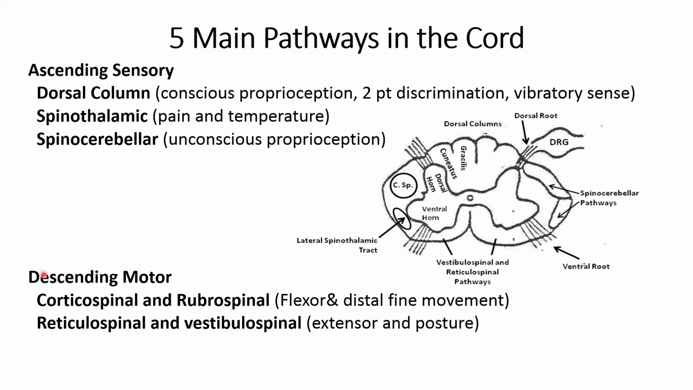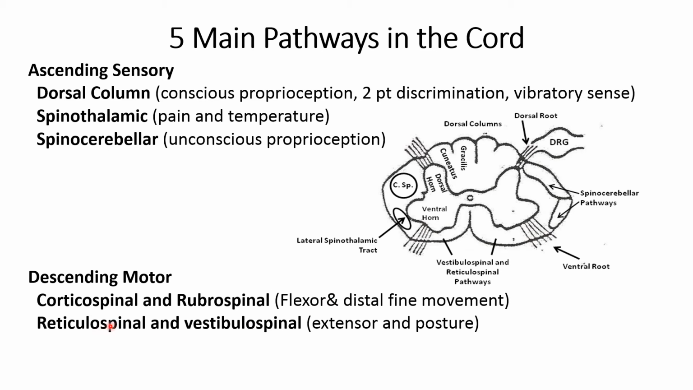And then if we look at the descending motor pathways, we'll see 2 different groups. We'll see the corticospinal tract, the major driving tract for movement, and that's located in the lateral funiculus in this position, and the rubrospinal tract, which is located in an overlapping area next to the corticospinal tract. Those are responsible primarily for flexor movements and for distal portions of the extremities, fine movements, your ability to play the piano and to write with a pen and things like that.